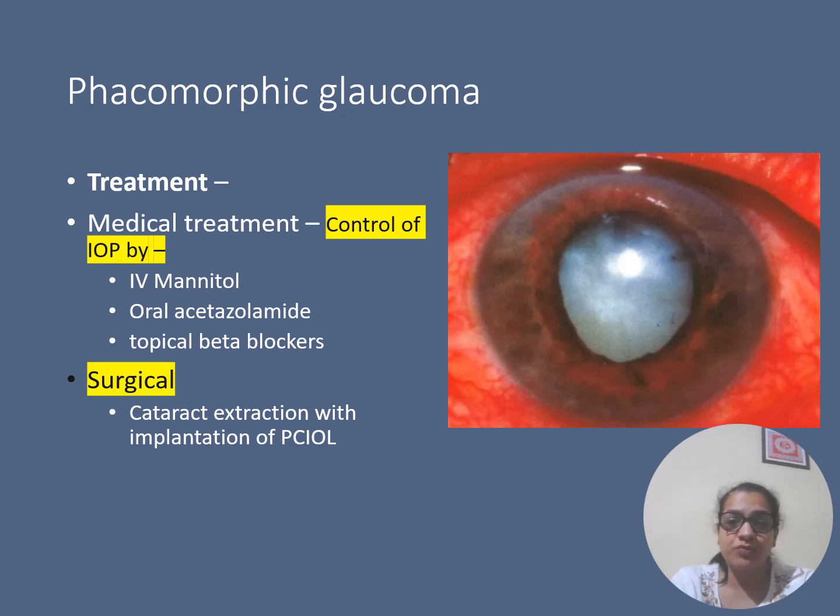But before proceeding for surgery, we have to control the pressure. It can either be done with IV mannitol or oral acetazolamide along with topical beta blockers. Once the pressure is controlled and inflammation is controlled, we can go ahead and do the surgery. That is the main treatment.